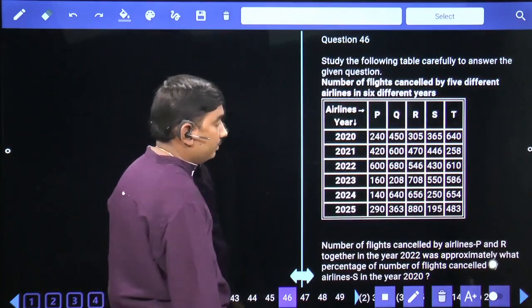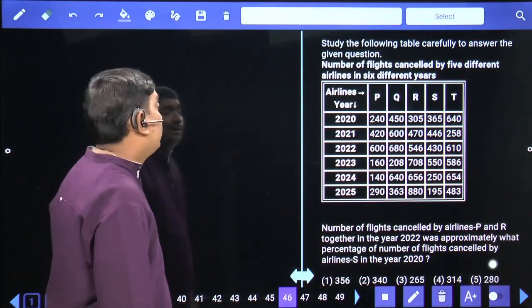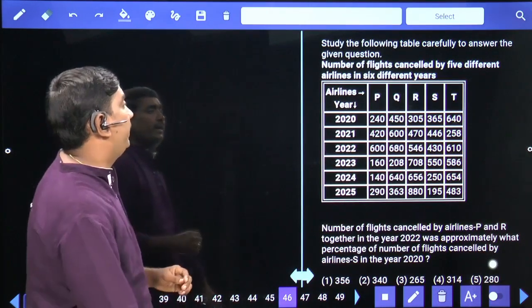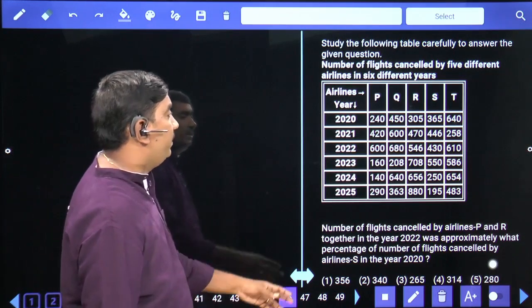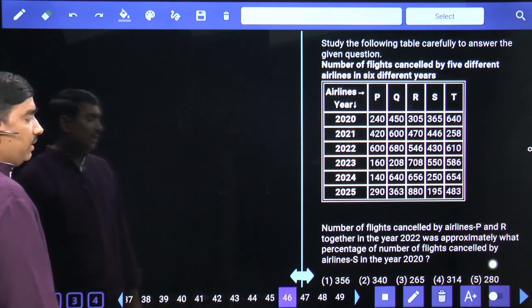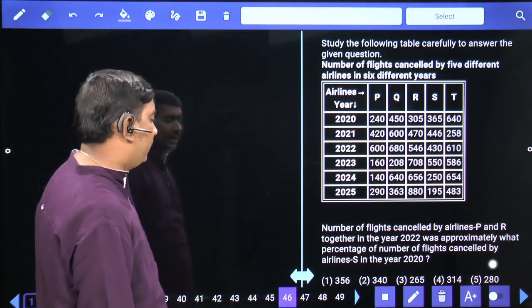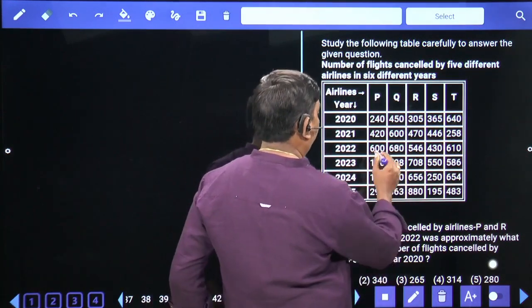Next, study the following table carefully to answer the given questions. Number of flights cancelled by 5 different airlines in 6 different years. Okay. Airlines P, Q, R, S, T, different years given. Number of flights cancelled by airlines P and R together in 2022. P and R together in 2022.